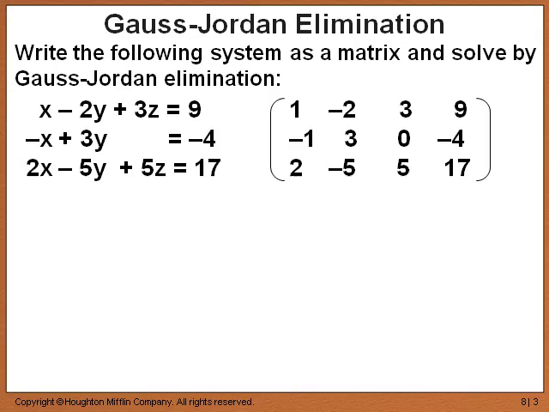Okay, so we have our system. We've written it as a matrix, and now we want to perform Gauss-Jordan elimination. As you can imagine, the first few steps of Gauss-Jordan elimination coincide with Gaussian elimination, because before you can get to reduced row echelon form, you have to first get to row echelon form.